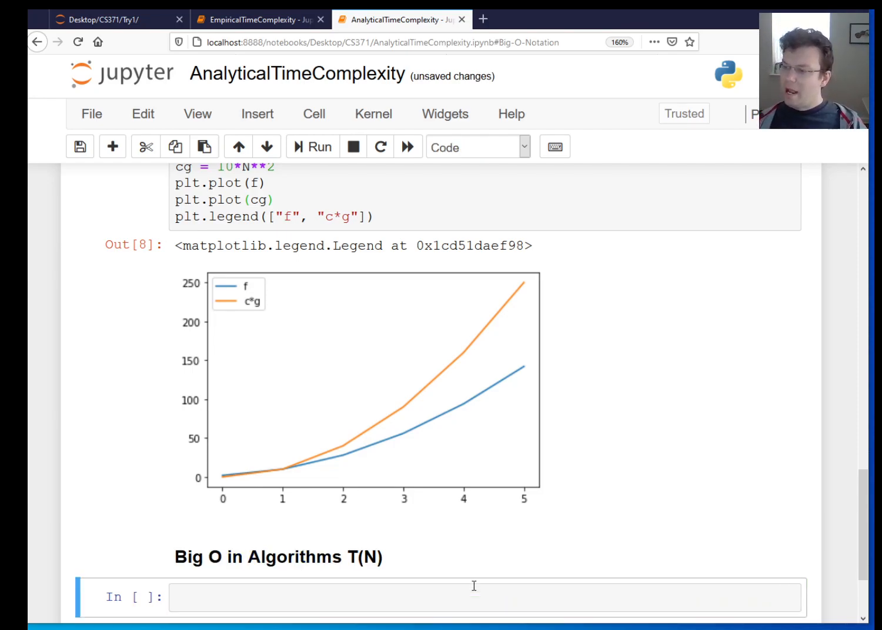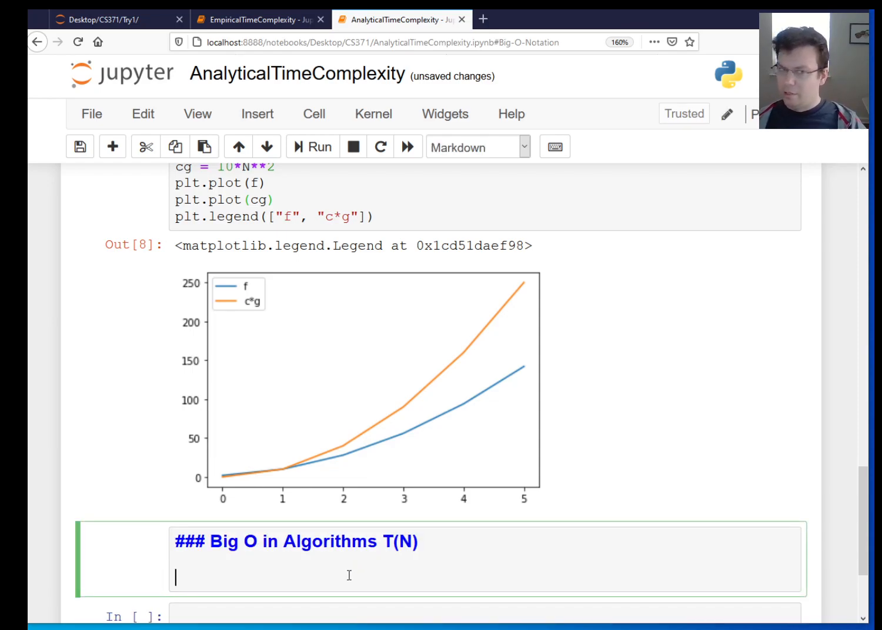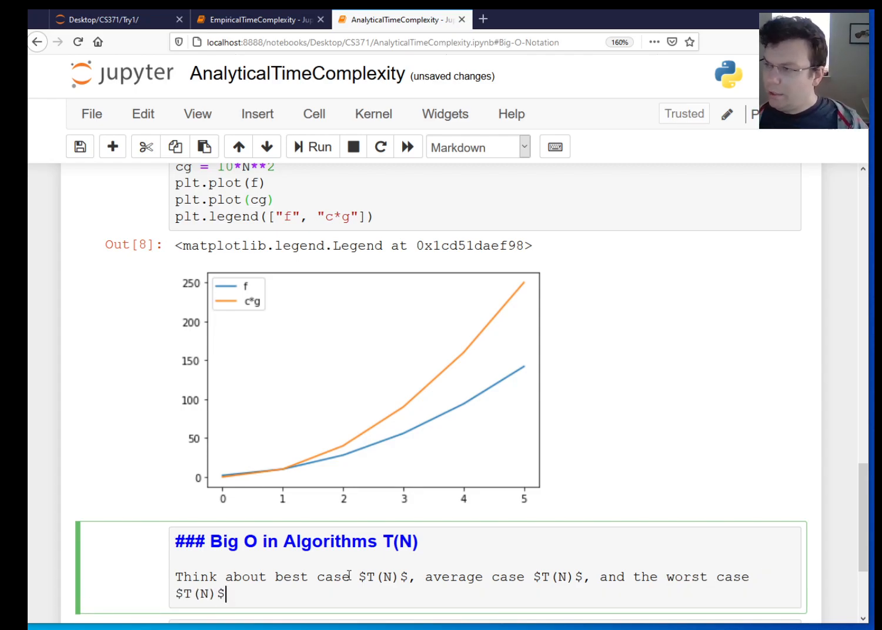So when we think about algorithms, we tend to think about three things. We think about the best case runtime, the average case runtime, and the worst case. And for a moment, let me just think about the worst case in the problem we talked about where we're looking for duplicate elements.